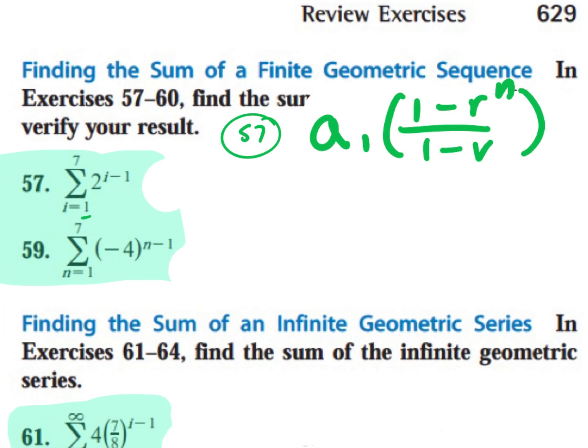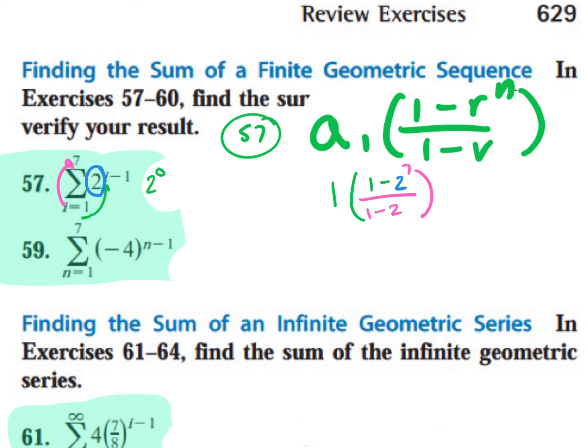So our first term we can find by plugging in 1 into our equation. So 1 minus 1 would be 0. What is 2 to the power of 0? 1. So a sub 1 is 1. 1 minus, what's our r? R is the number that has the exponent, so that would be 2. What is our n? N is how many terms we have from 1 to 7, so that would be 7. And then we have 1 minus r, so that is 1 minus 2.